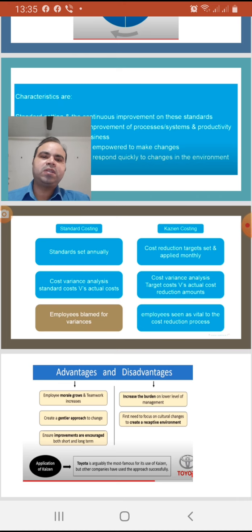As for application of the Kaizen costing system, we all know that big manufacturing companies like Toyota, Hyundai, Motorola, Siemens are following this Kaizen costing system and reaping the benefits of it very well.